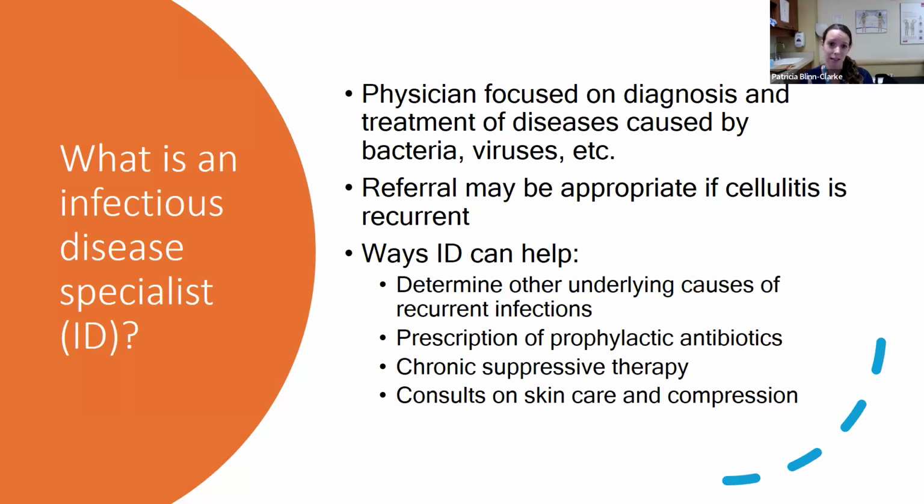Even though you can start taking them right away, you still need to make an appointment to see the infectious disease specialist or your doctor as well. But it's good to eliminate that waiting time to wait for the prescription and then get the antibiotics. In some cases, they might prescribe chronic suppressive therapy, which is where you take a very low dose of antibiotic regularly just to reduce your chance of infection. And they can also help consult on skincare and compression recommendations.